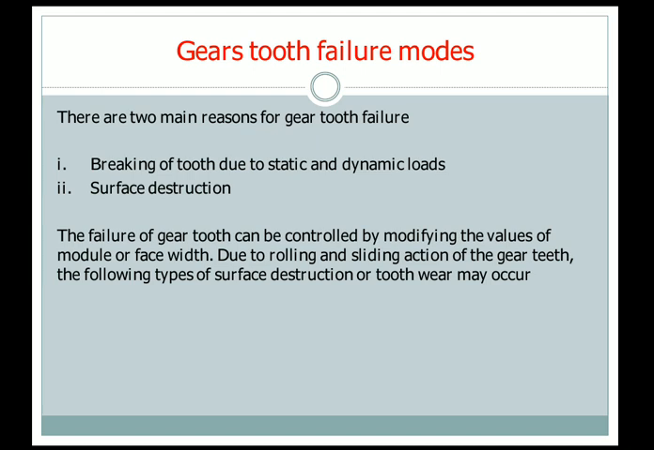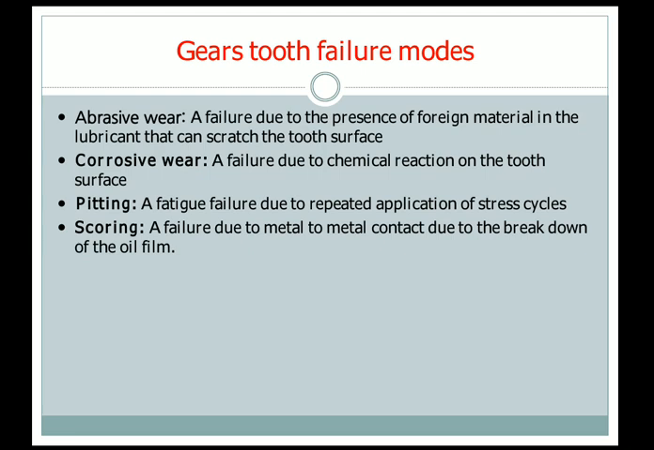So the failure of gear teeth we can control by modifying the values of module and face width, due to rolling and sliding action of gear teeth. When the gears are operating or rotating, there will be rolling and sliding action, and the following types of surface destruction or tooth wear may occur. The first one is abrasive wear, second one is corrosive wear, third one is pitting and scoring.